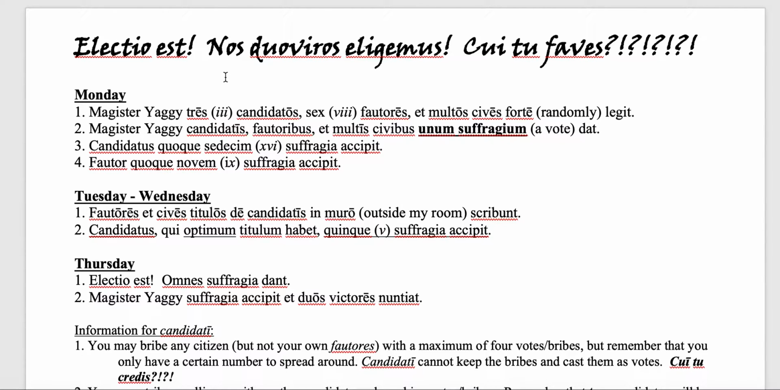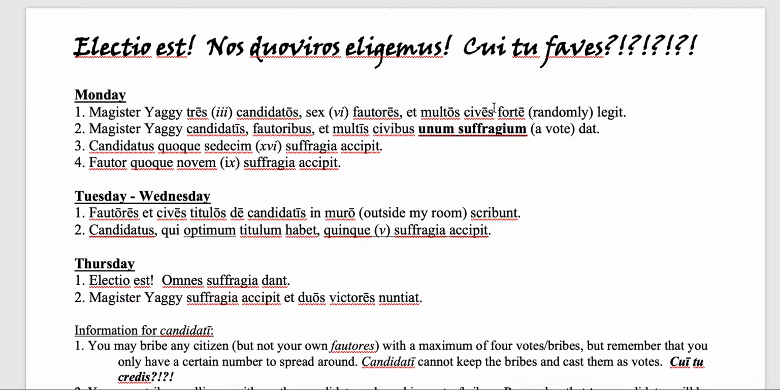So on Monday, I'm going to set it up, and let's just assume that you've got a class of about 25 to 30 kids. If it's about that size, I would pick three different candidates, and I would have two fautores, two supporters, for each of those candidates. So if you have three candidates, it's six total. Then everybody else is a citizen.